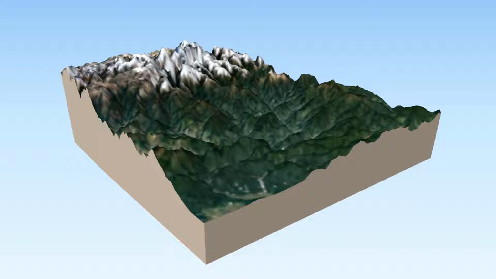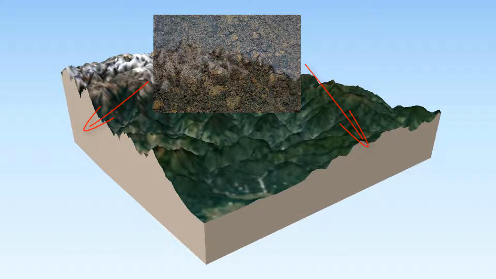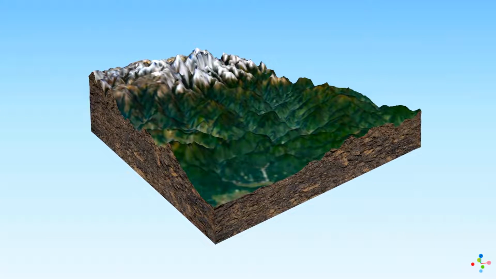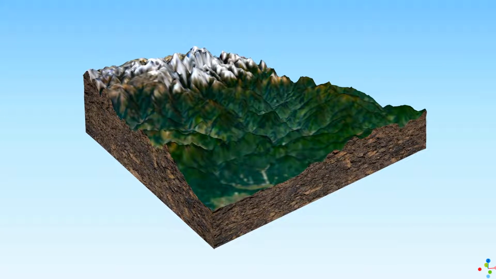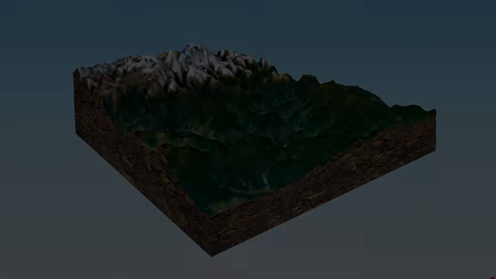So I'll be making use of GIMP to take a photo of some soil and align it with the sides of the model so that it further improves the look of this 3D terrain model and gives it a bit more realistic look, just like what you can see on the screen right now. So without further ado, let's jump into the tutorial and get started.